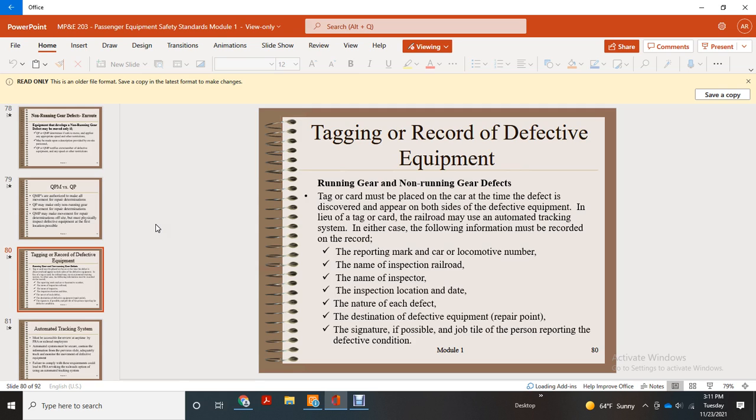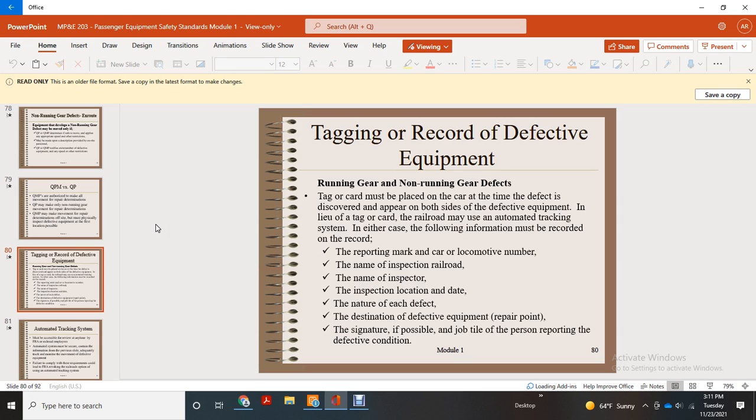Tagging and recording defective equipment. Running gear with a non-running gear defect must be tagged from the car at the time the defect is discovered, on both sides of the defective equipment. In lieu of the tag, the railroad may use an automated tracking system. In either case, the following information must be recorded.